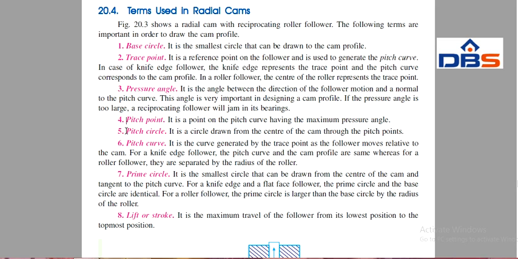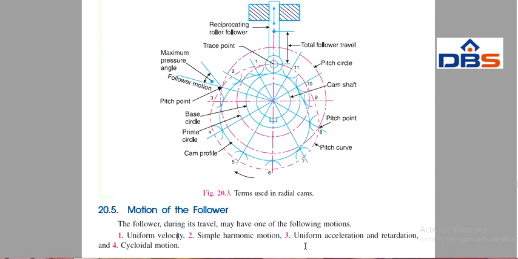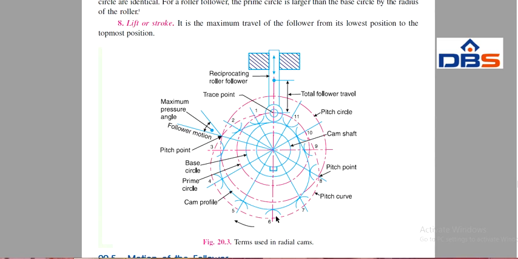Pitch circle: it is the circle from the center of the cam through the pitch points. Pitch curve: the curve generated by the tracing point as the follower moves with respect to the cam. Prime circle: it is the smallest circle drawn from the center of the cam and tangent to the pitch curve. The lift or stroke is the maximum travel of the follower from its lower end to its topmost end. These are the terminology we discussed with respect to cam and follower.